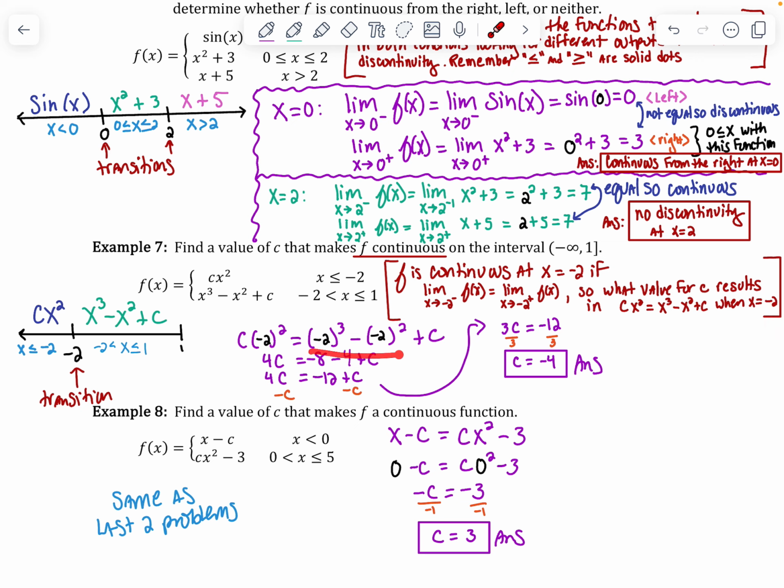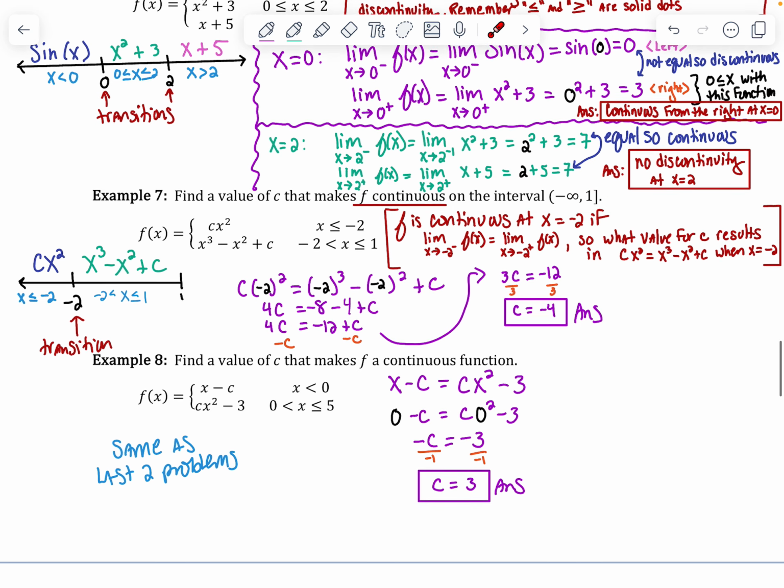So I'm going to plug negative 2 into the first function, negative 2 into the second function, but we were asked to find c because our function has an unknown constant in this equation, this function. So I can go ahead and combine like terms, subtract the c to the other side, and 4 minus 1 is 3c. So when I divide both, I find that if c had been negative 4, then this function would be continuous on the entire interval that is given.